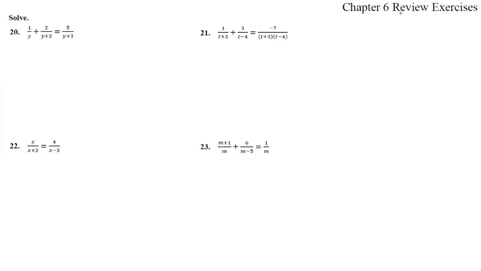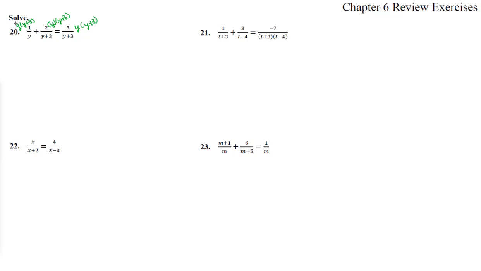Here we are in Chapter 6 review exercises numbers 20 through 23, where we are solving equations. We have fractions. We've got to get rid of them by multiplying through by the least common denominator. In this case, we see a y and a y plus 3. So we times through by y times y plus 3, in every term.